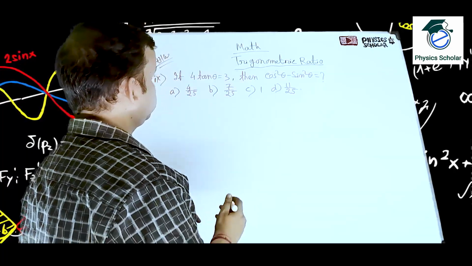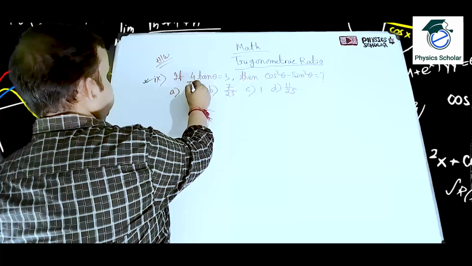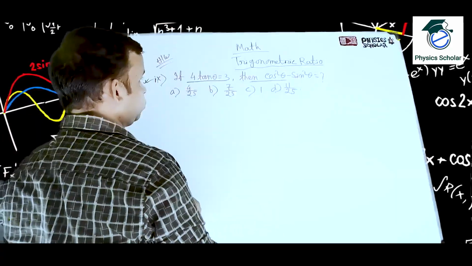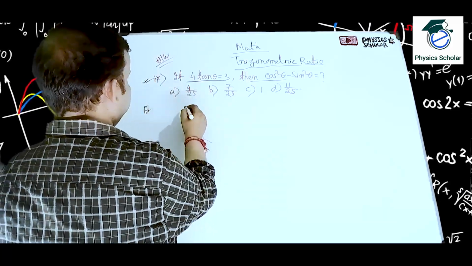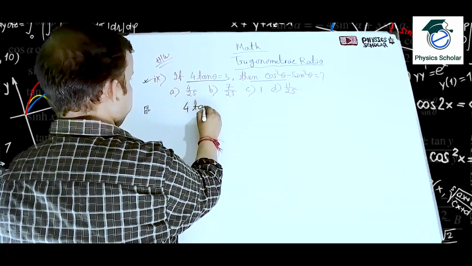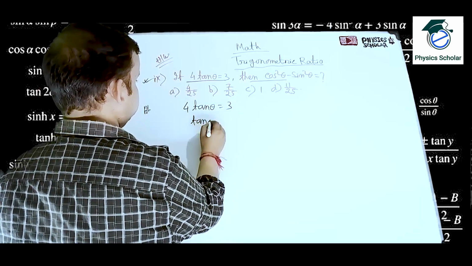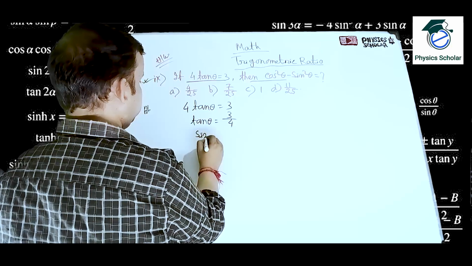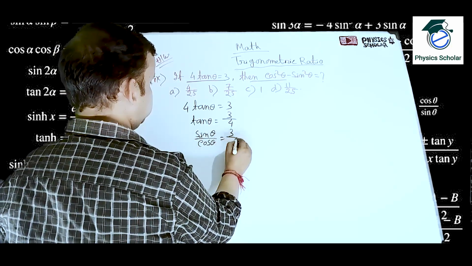Okay students. So here this is sum number 9. It is given 4 tan theta is equal to 3. So we have to find out the value of cos square theta minus sin square theta. So 2 ways we can do the sum. Let us do one way. Tan theta is equal to 3 by 4. So tan theta means what? Sin theta by cos theta is equal to 3 by 4.